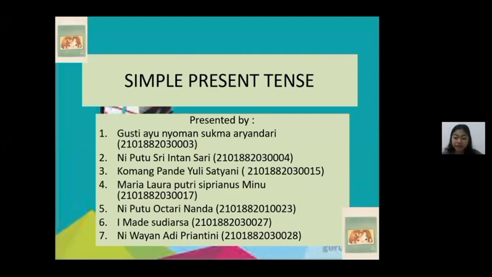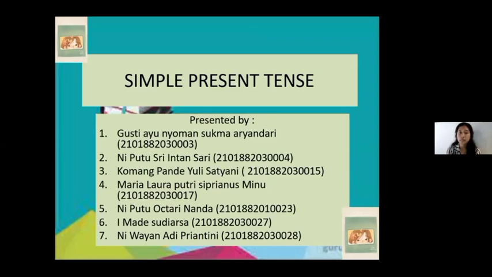Start from me. My name is Gustiayu Nyoman Sukmariandari. My name is Niputu Srintan Sari. My name is Komapani Yudi Satyani. My name is Maria Laura Putri Sitrianus Mino. My name is Niputu Oktarinanda. My name is Made Sudiarso. And my name is Newayan Adipriantini.